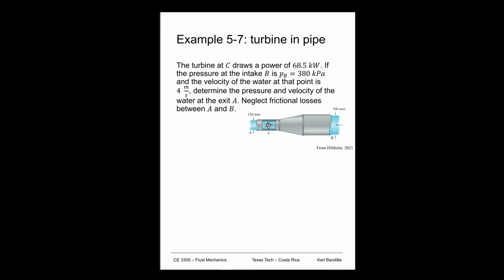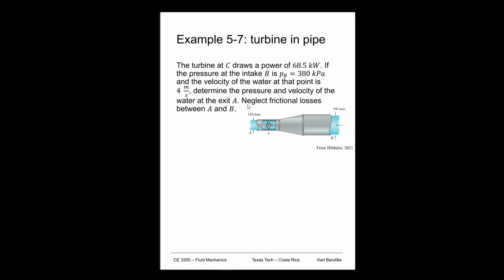This is example 5-7, a turbine in a pipe. So we have a pipe with a diameter of 400 millimeters that gets reduced to 150 millimeters, and we also have a turbine sitting there at point C. We're given the information that the turbine draws a power of 68.5 kilowatts, and we're given the pressure at B and the velocity at B, and we're asked for the pressure and the velocity at A, and we're told to neglect frictional losses between A and B.